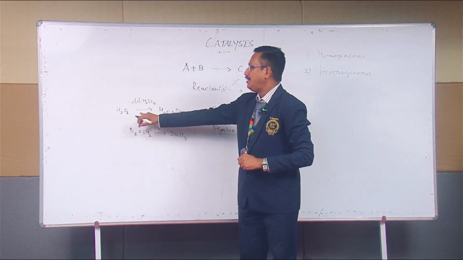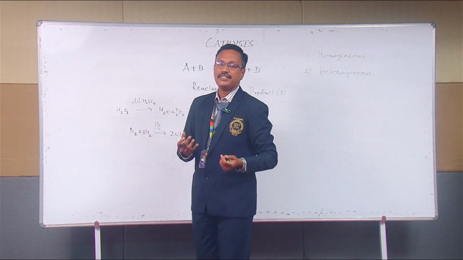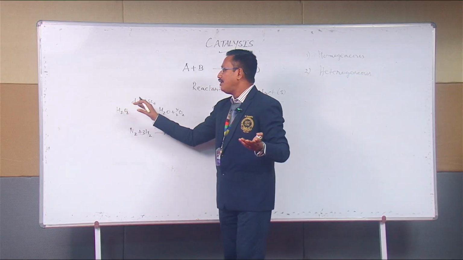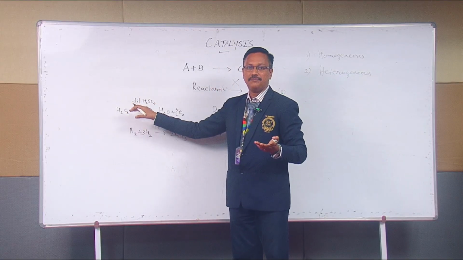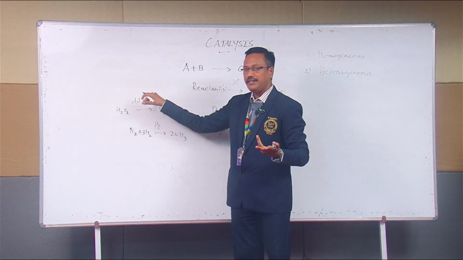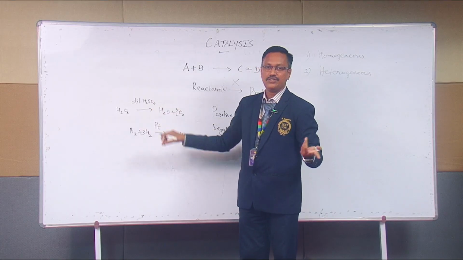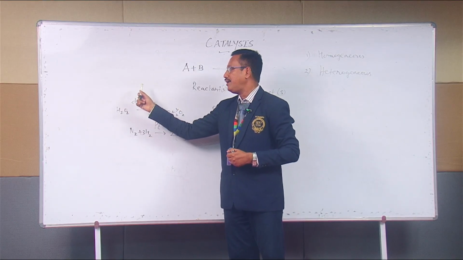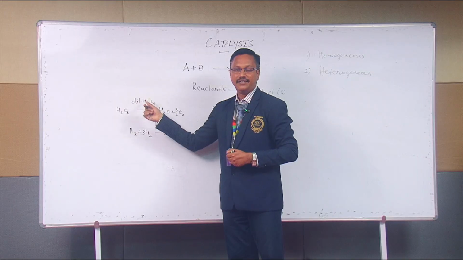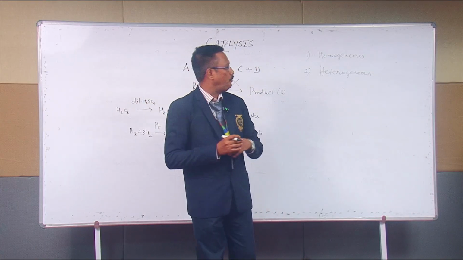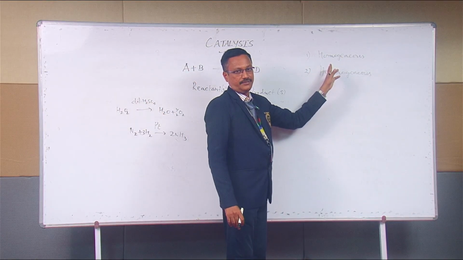Look at this one, hydrogen peroxide. What is the phase of hydrogen peroxide? It is liquid, right? To minimize the decomposition of hydrogen peroxide, we are using one catalyst. Though it is a negative catalyst, what is the state of dilute sulfuric acid? It is also liquid. So this is a liquid, this is also a liquid. When the reactant and the catalyst are in the same phase, it is known as homogeneous catalysis.